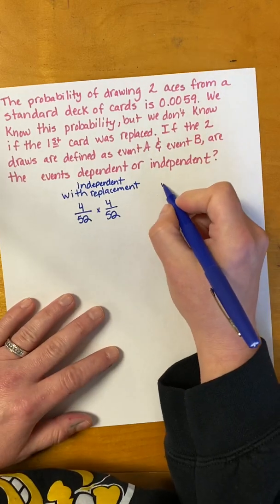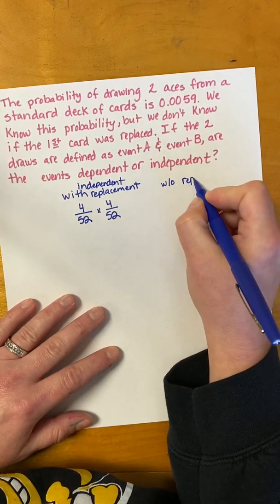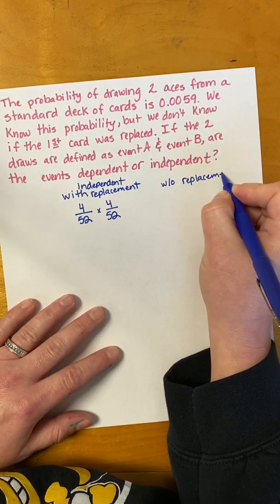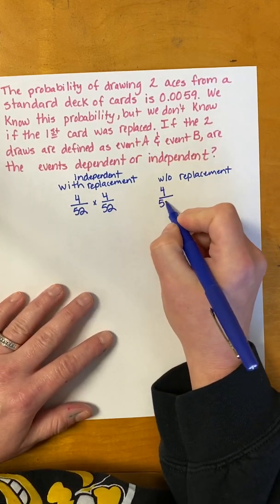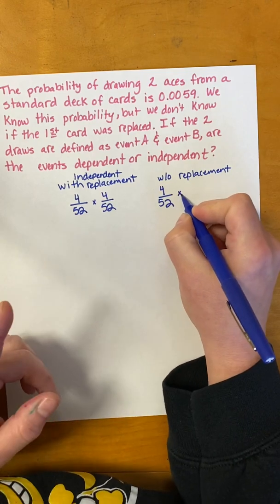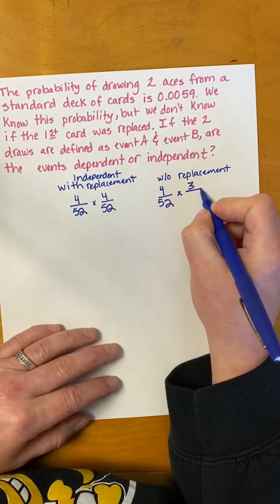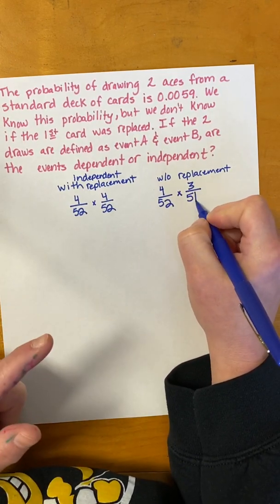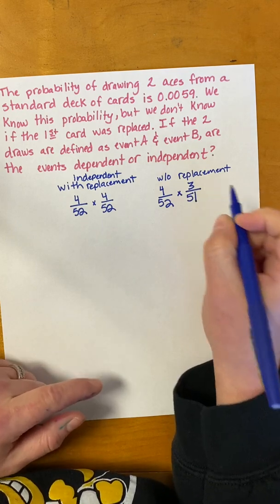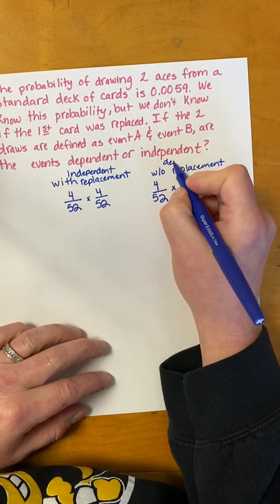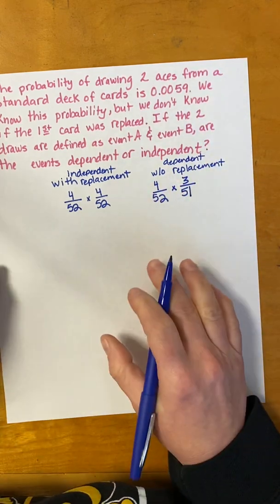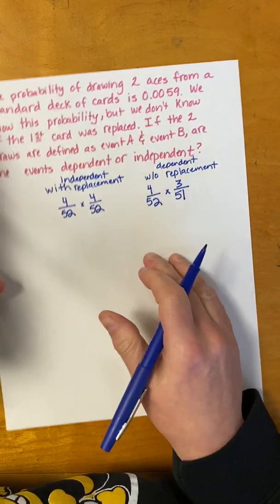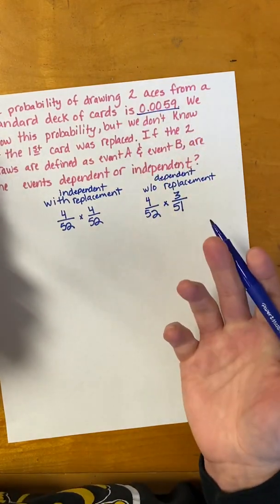Now, if you do it without replacement, the first time you draw a card, there's 4 aces in the deck and there's 52 cards. But the second time, there's only 3 aces left and there's only 51 cards. So this would be dependent. We've changed things. It's affected my probabilities. So let's just multiply these and see if we get this, and we'll know which one it is.